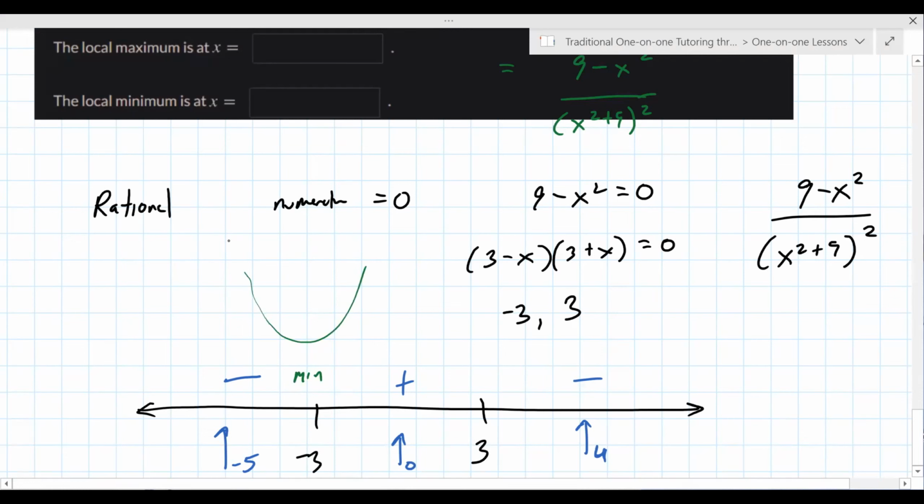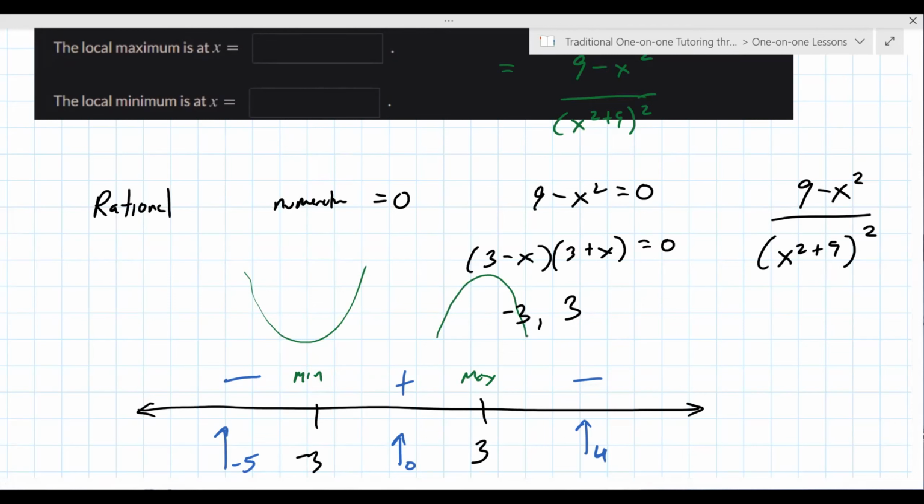You'll see yourself maybe on a test with your pencil, or people use their finger, and then it's increasing and then decreasing. So that's a max. Okay, so the max is at the 3 and the minimum is at the -3. Yes.